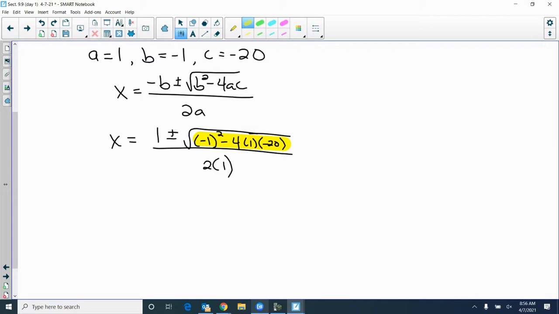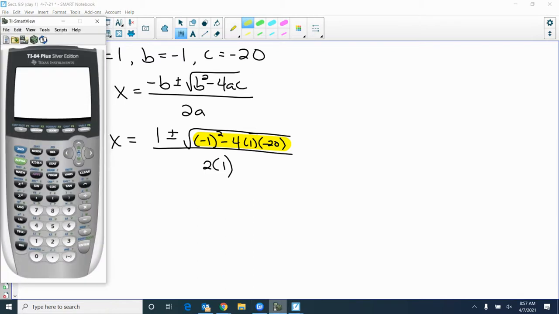Don't do the radical yet. Don't do the radical. Just do what's inside the yellow. You're supposed to do over, so just do -1 squared. Okay. So we're not gonna worry about that radical yet.